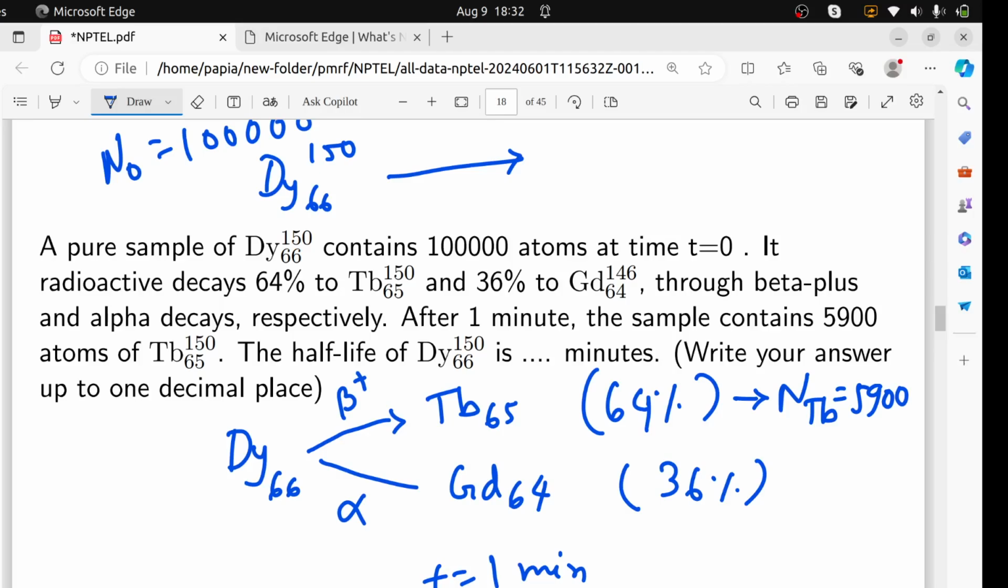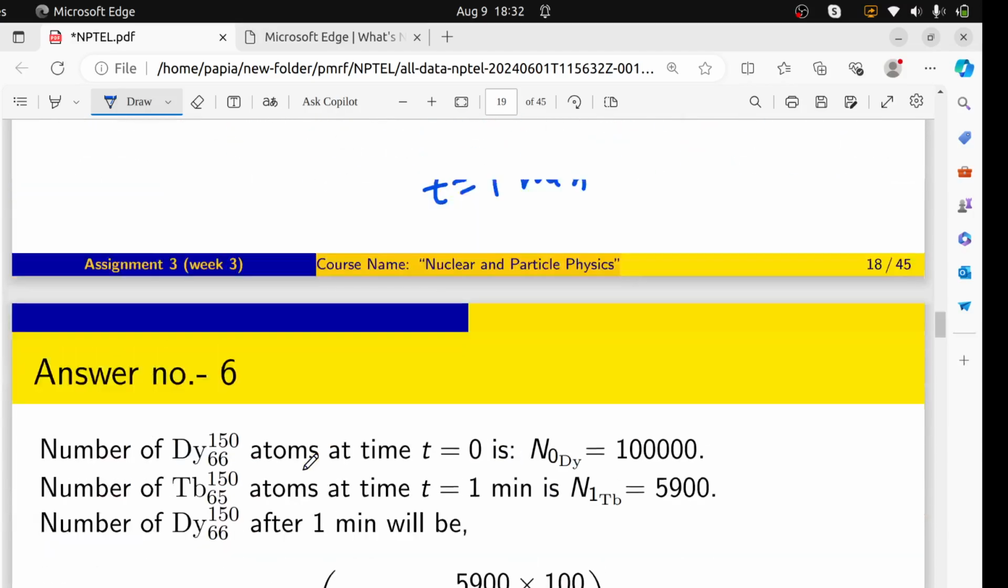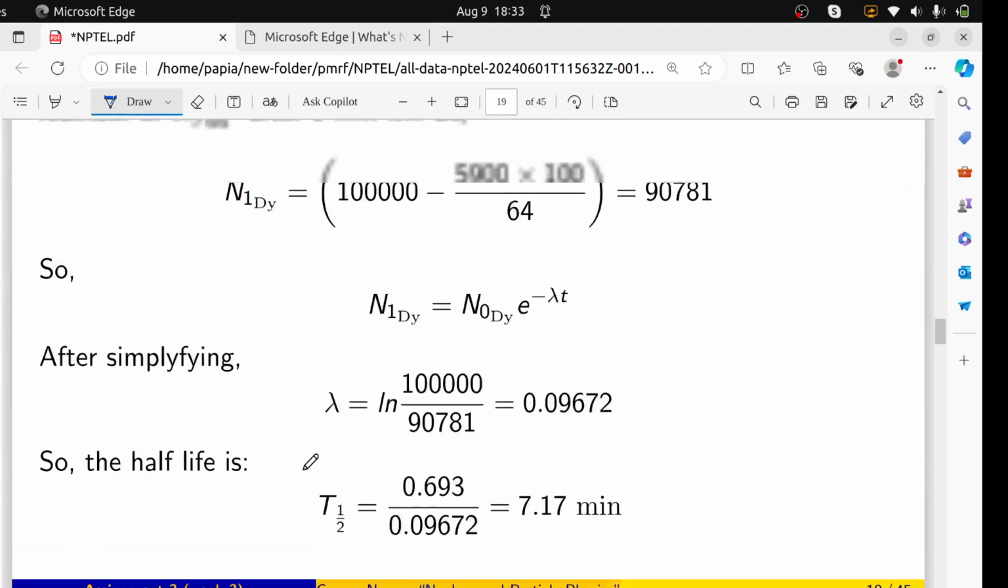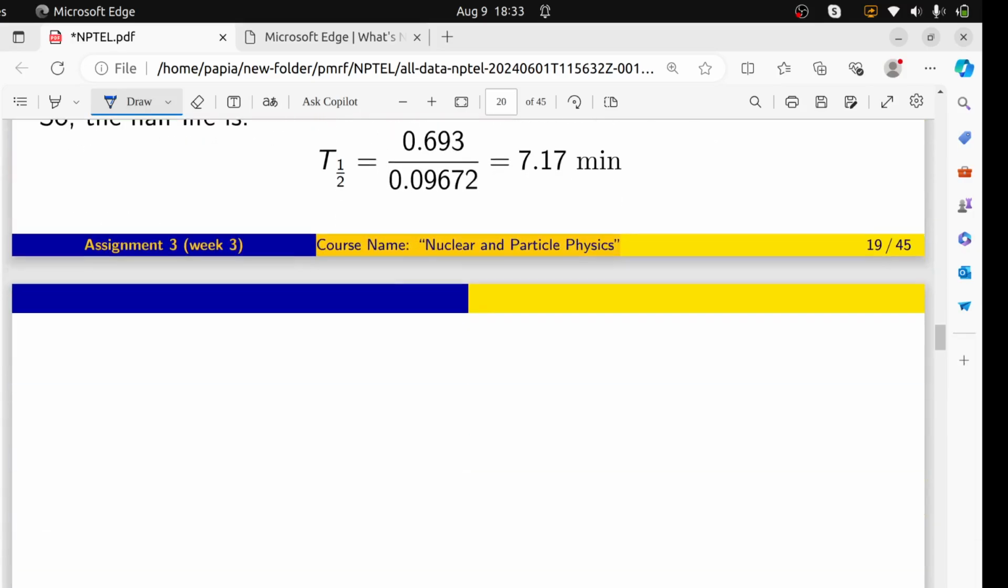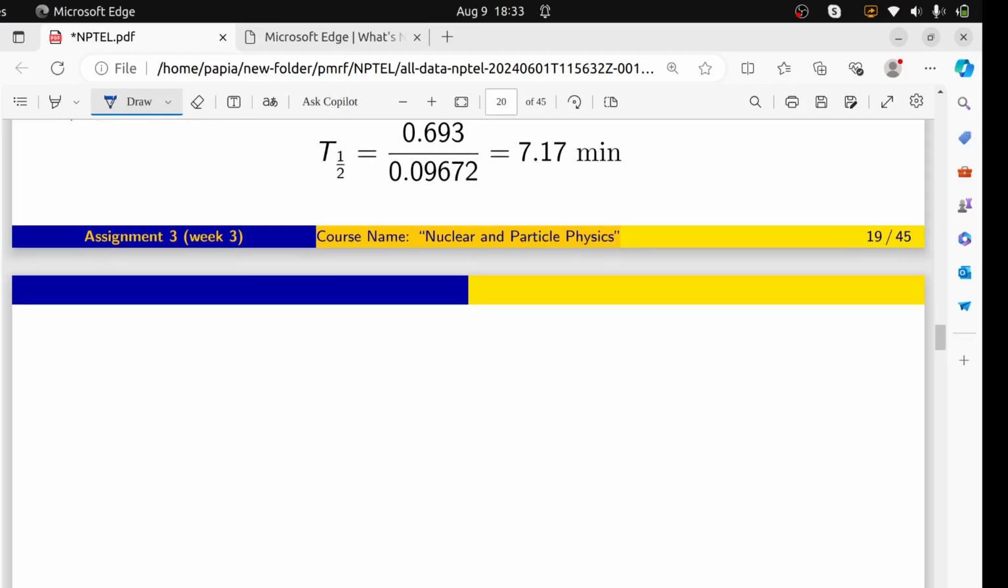So N0 for Dy at t equals 0 was given. TB at t equals 1 minute is given, the number of TB, and they are asking for the half-life of Dy. Okay, very good. Right now I will not show this one because we need to understand by ourselves.